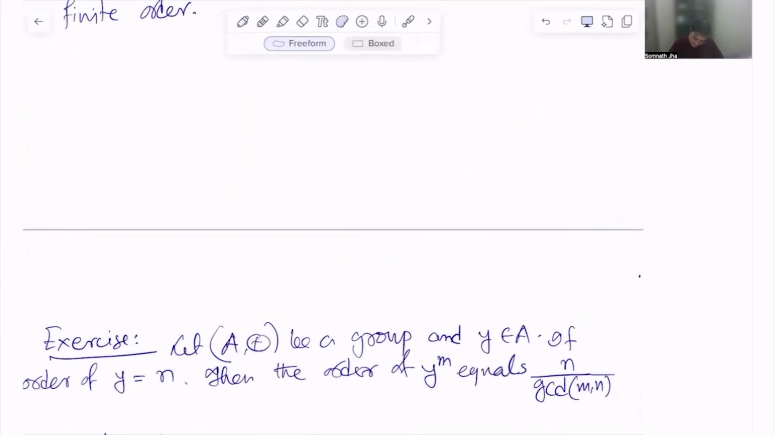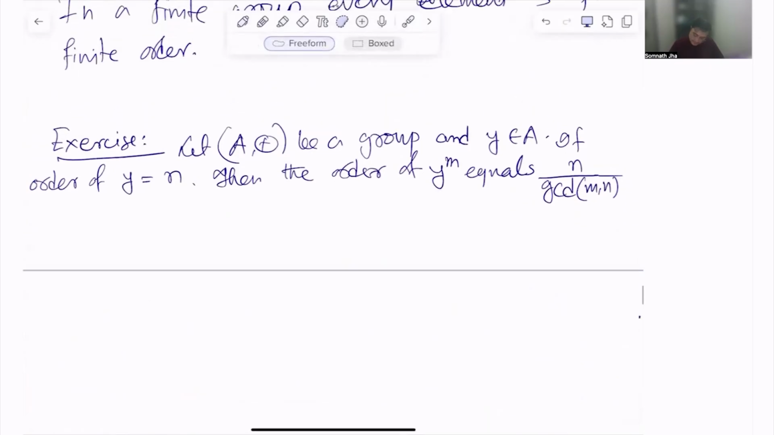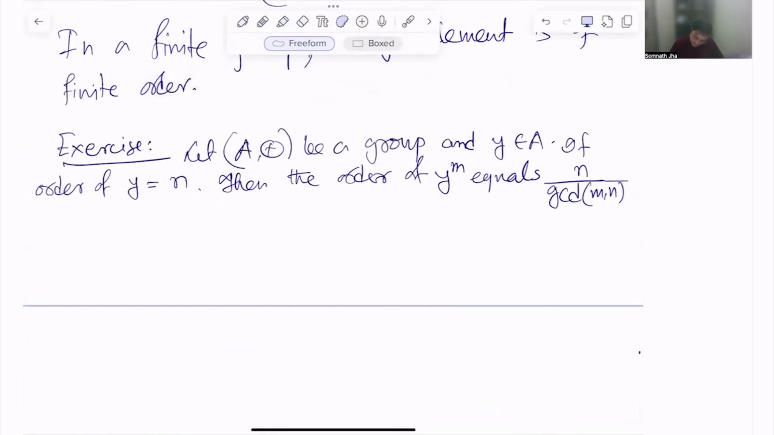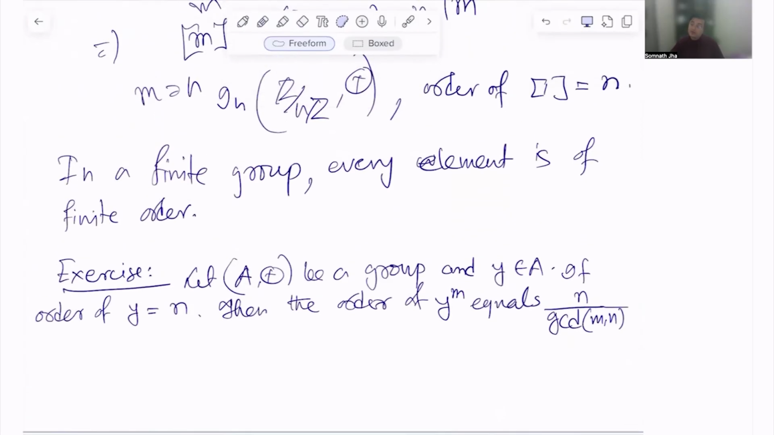One of these facts is this: if you know the order of an element. If A is a group and Y is an element of A, and suppose the order of Y is finite and equal to n, then the order of Y to the power m is equal to n by GCD of m comma n. You can check this. This is not difficult to verify. So using this exercise, you can now check what is the order of an element R in Z mod nZ for any R, right?